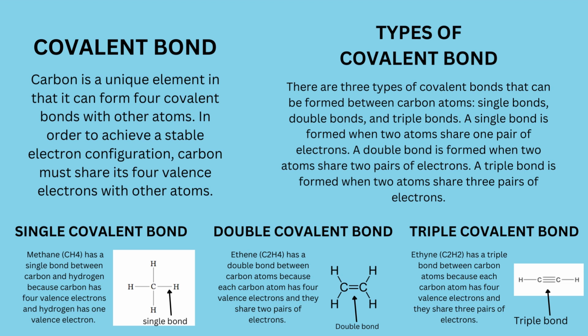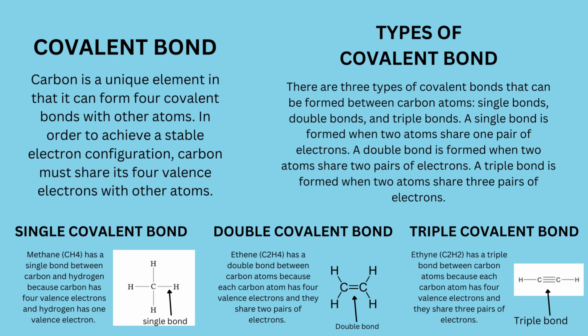Covalent bond. Carbon is a unique element in that it can form 4 covalent bonds with other atoms. In order to achieve a stable electron configuration, carbon must share its 4 valence electrons with other atoms. There are 3 types of covalent bonds that can be formed between carbon atoms: single bonds, double bonds, and triple bonds.